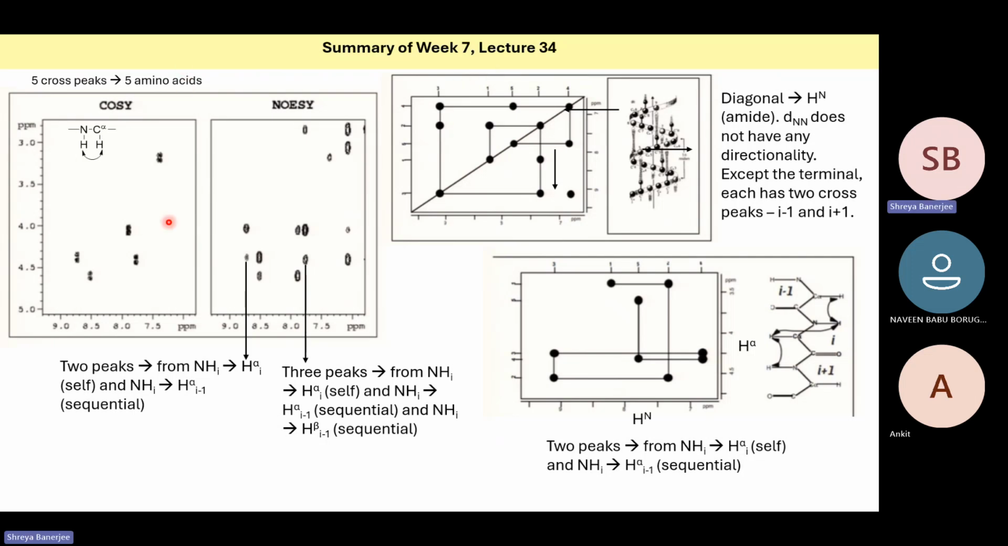So we have already seen this before in COSY. In COSY, if we are looking at the NH-C alpha cross peaks, we have said that the number of cross peaks in this region will be the number of amino acids. So if we have 5 cross peaks in the NH-C alpha region, it means that there are 5 amino acids. Now, in NOESY, we have just seen that this NH-C alpha, which we can call alpha N.